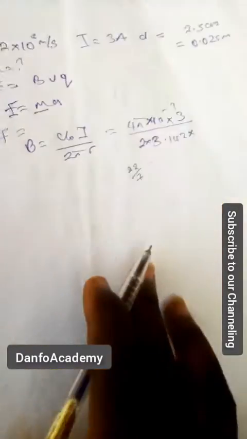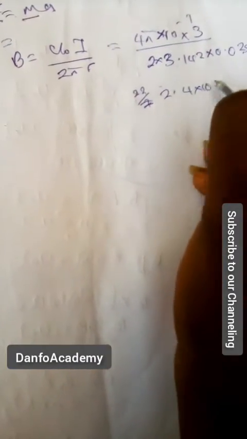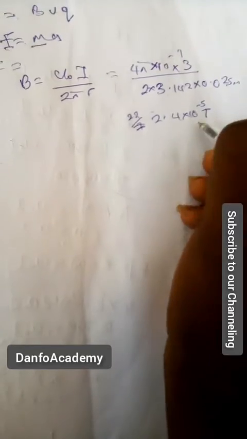2 times pi, I mean your pi is 3.142, because it's 22 divided by 7, which gives you 3.142, multiplied by your radius, which is given to be 0.025 meter. So when you do all this, it gives you 2.4 times 10 raised to power minus 5. Don't forget the Tesla. You have the Tesla here.